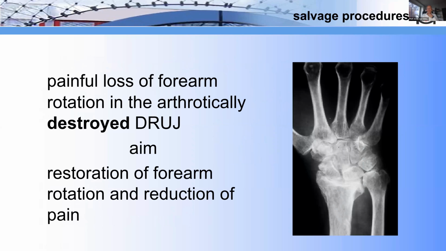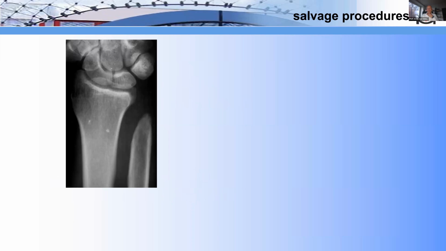If we talk about ulnar head replacement at all, we always talk about the treatment of the completely arthrotically destroyed distal radioulnar joint. Clinically, we have a painful loss of forearm rotation, and the aim in this situation is to restore forearm rotation and reduce the pain. Whenever we still have an intact distal radioulnar joint, other options to restore the normal anatomy are indicated.